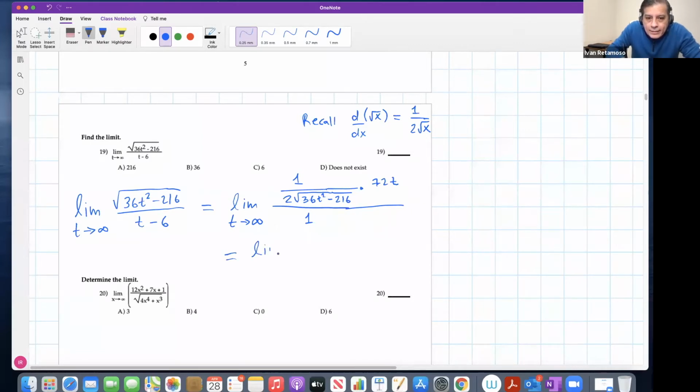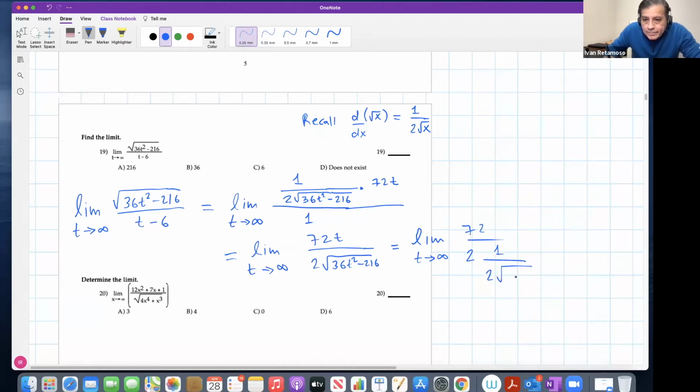So let's just organize this. Infinity over 72t, there is a 2 radical 36t squared minus 216. Applying L'Hopital's rule again, the derivative of the numerator is 72 now, and on the denominator the 2 constant comes out. The derivative of this square root is 1 over twice the square root of 36t squared minus 216, times the derivative of the inside function, which is this 72t.